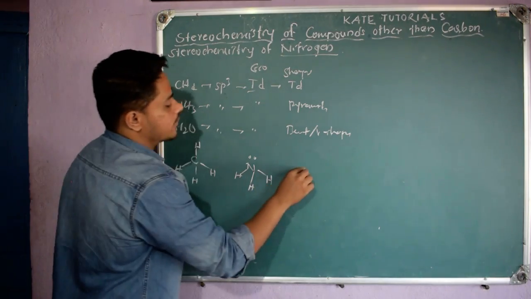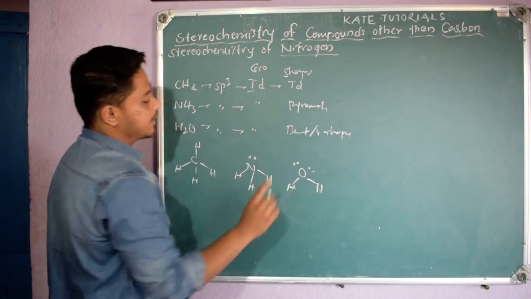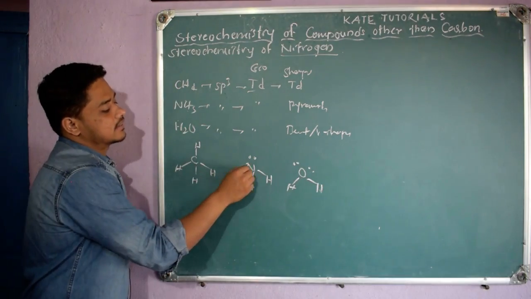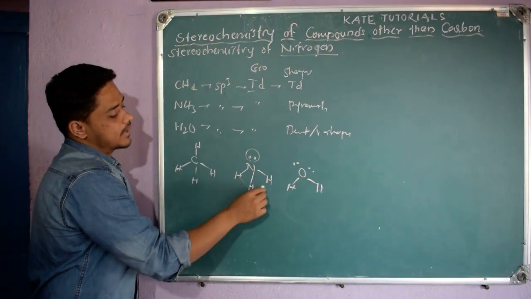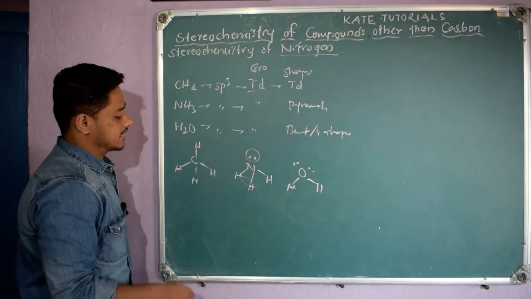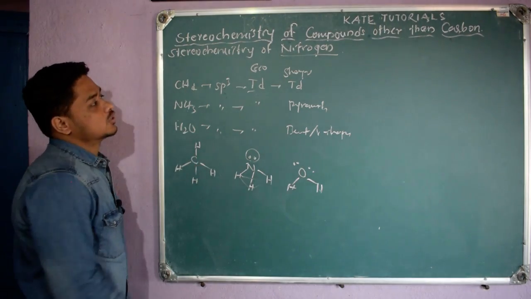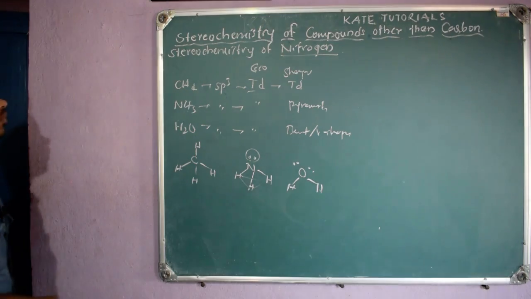For water there will be two lone pairs, right? So for shape we see only the bonded atoms, not the lone pairs. So NH3 looks pyramidal, and water looks V shape or bent shape, whereas CH4 is tetrahedral. So geometry for all is tetrahedral, but shape will be different. These things you know, right?